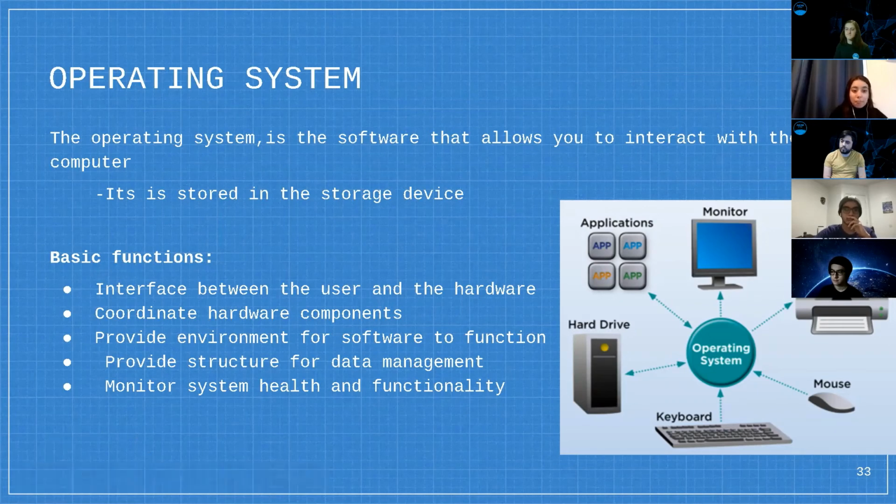The fifth function is that the operating system allows you to monitor the system health and functionality, which means that you can check on how busy the computer processor unit is and how quickly it's able to access and retrieve data. In this image that I included here, I wanted to show the interaction the operating system has with applications, monitors, printers, and all these devices, to show how in some cases that interaction can be bidirectional, such as with applications and hard drives. And you can see here how they're able to interact with each other.